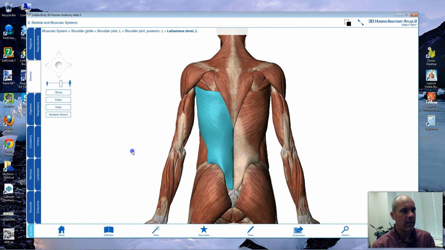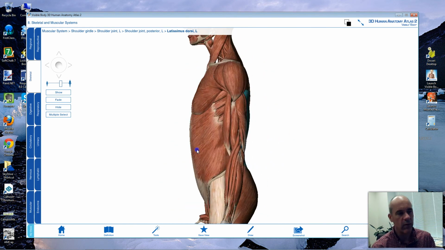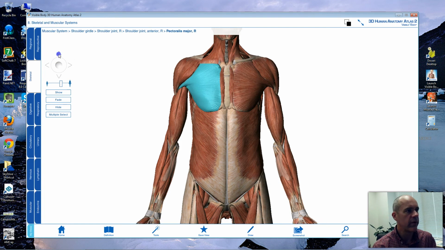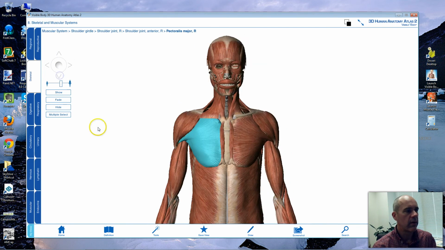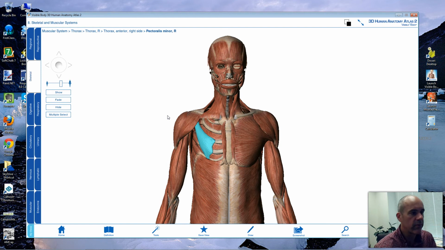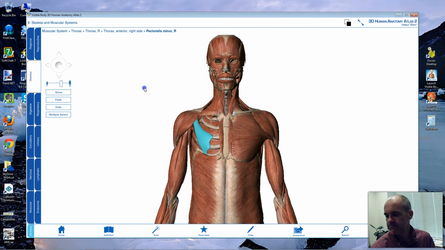Let's rotate around. Pectoralis major left and right. I think most people know where those are. Pectoralis minor. Okay, so I've got to strip off the pectoralis major. This deeper muscle underneath there is involved in breathing and also rolling the shoulder forward like that. That's called the pectoralis minor muscle.